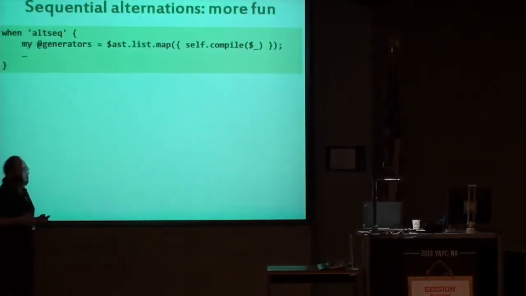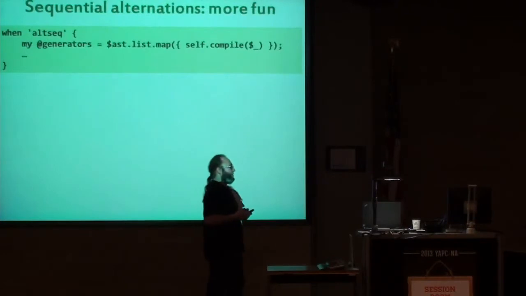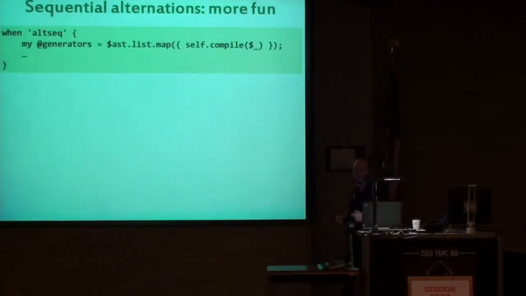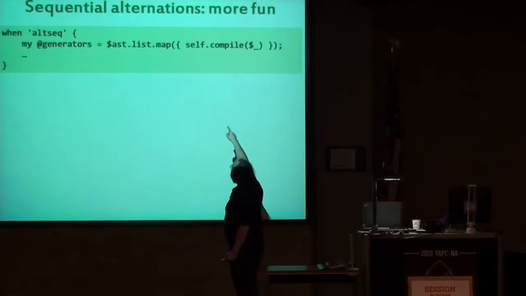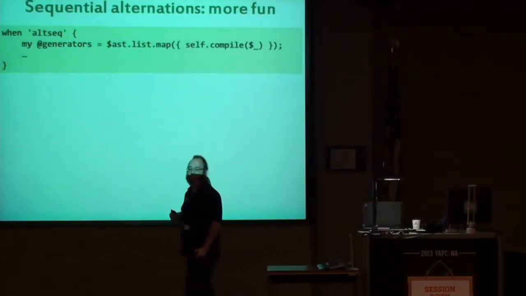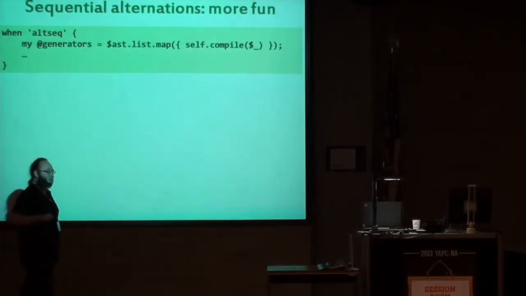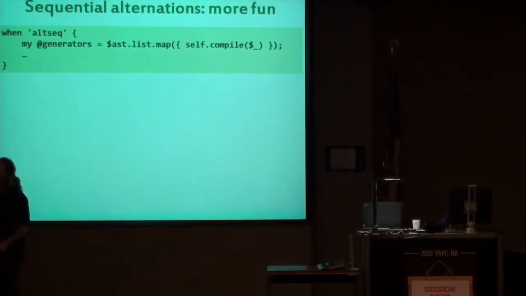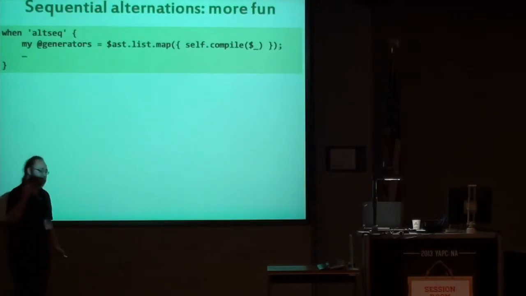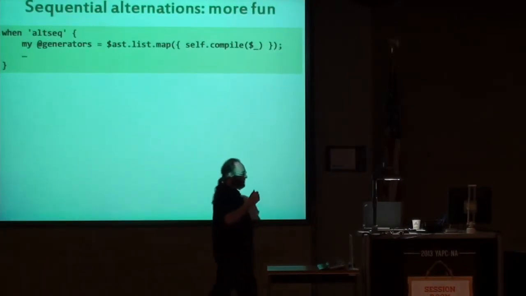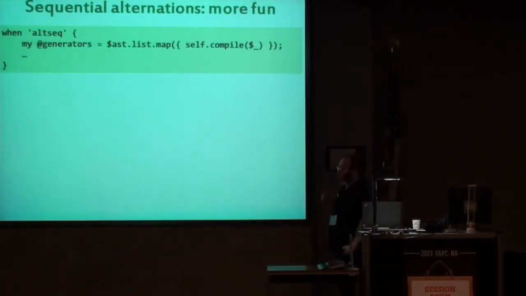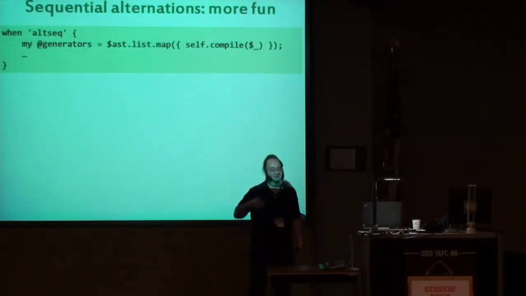What about some of the other constructs? Let's talk about sequential alternations. These ones are more fun. The first thing that we do is we take all of the things in the alternation. If you remember, we had the sentence: subject verb object, or subject verb. So the subject verb object is the first thing in this list, and the subject verb would be the second. And we just map them. We call compile for each one of them. So what we get back is an array of closures in the @generators, which is basically something that can generate each of these things.